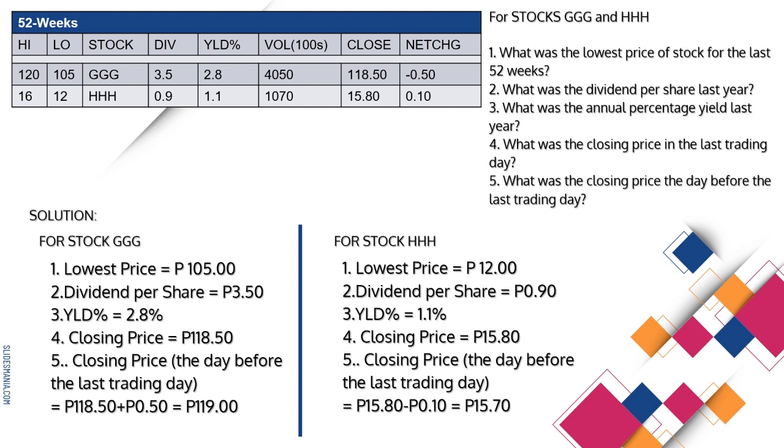For the stock HHH, the lowest price is 12 pesos. Its dividend per share is 90 cents. Its yield percent is 1.1%. Its closing price is 15.80 pesos. And its closing price from the day before the last trading day is 15.80 pesos minus 10 cents, which is equal to 15 pesos and 70 cents.